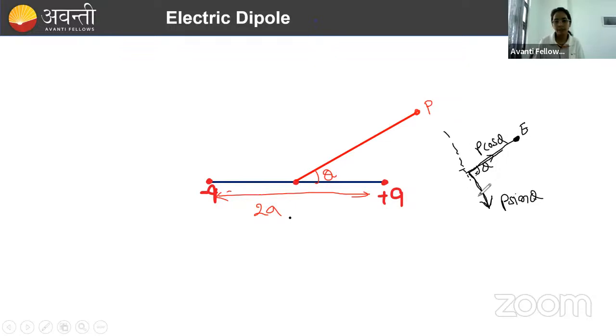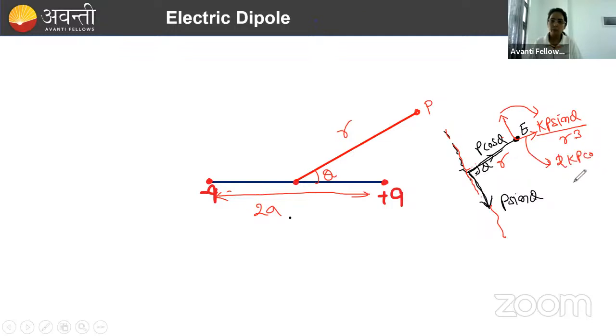So I am drawing the axis of P sin theta like this. Done. This point is an equatorial point, and at this point the electric field will be opposite to its direction. How much? Kp sin theta by r cubed, if this distance is r. Now for P cos theta, this is an axial point, and for an axial point, the electric field is in the same direction as the dipole. So it will be in this direction, and the value will be 2 kp cos theta by r cubed.